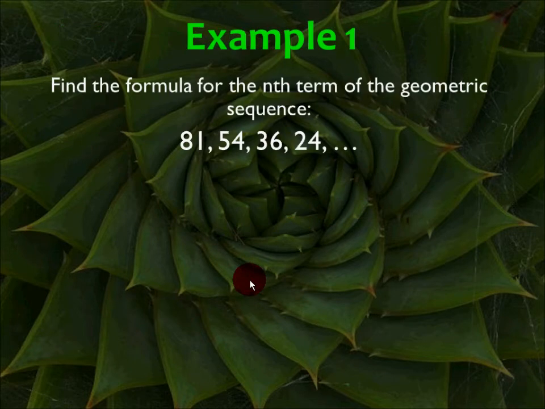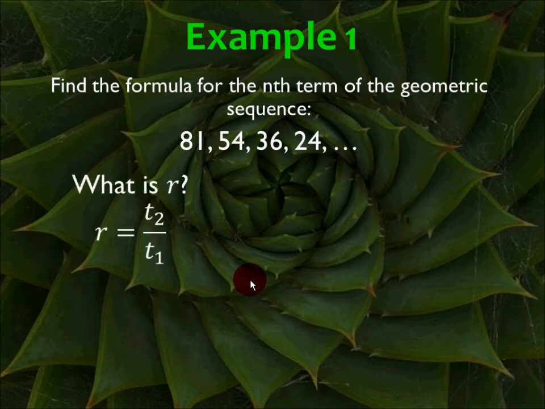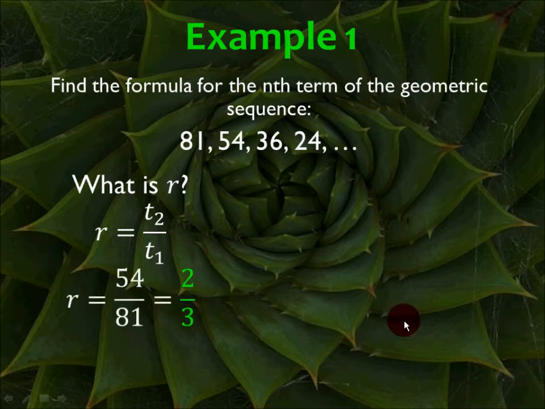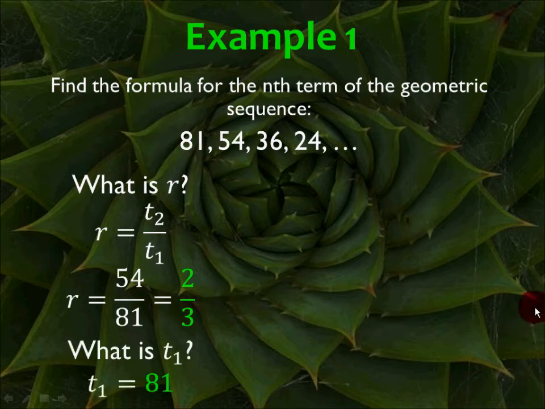Example 1. Find the formula for the nth term of the geometric sequence. We have 81, 54, 36, and 24. So the first thing we're going to need to do is figure out what the ratio is. So to find a ratio, just take the second term divided by the first term. And if you take the third term divided by the second, that's fine too. But let's keep it simple. So we take 54 divided by 81, which reduces to 2/3. That is our ratio. Now, we know what T1 is because we see it. It's 81.